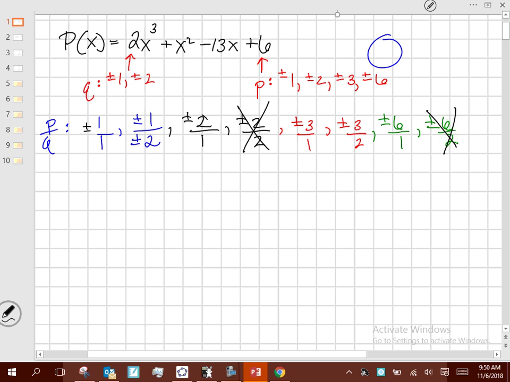Now, this is a cubic, so we know there should be 1 real 0. It does cross the x-axis. Okay. But if it was a quartic or something like that, maybe it never crossed the x-axis. All right.